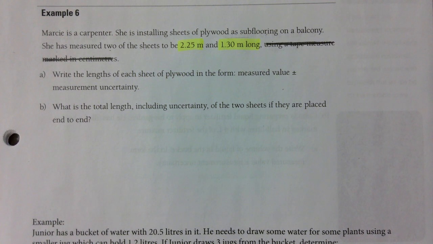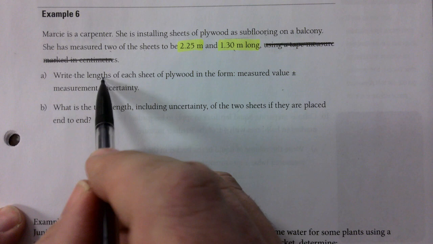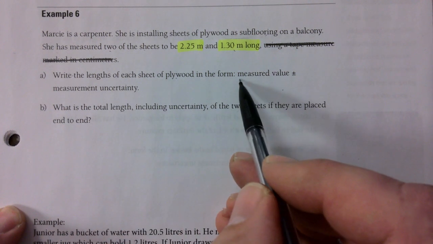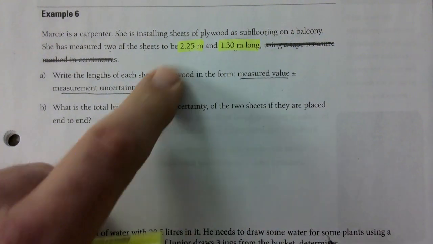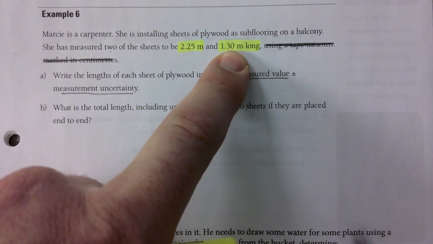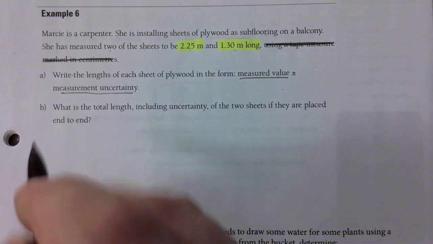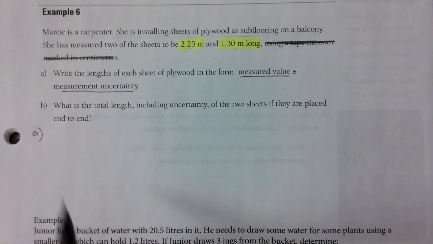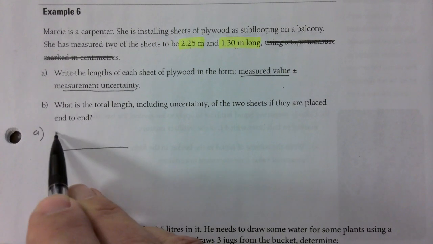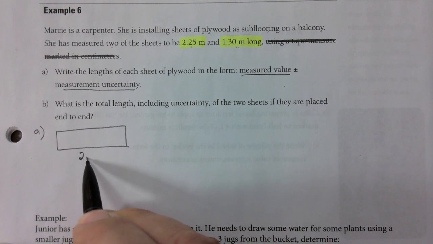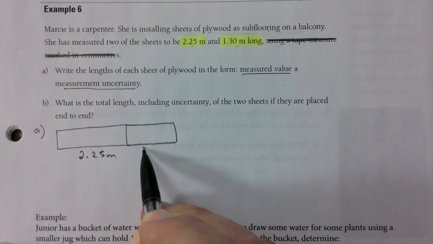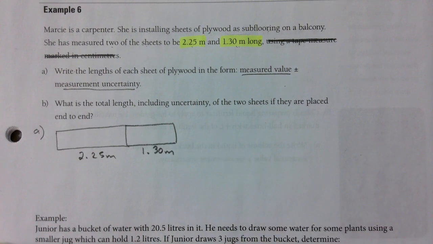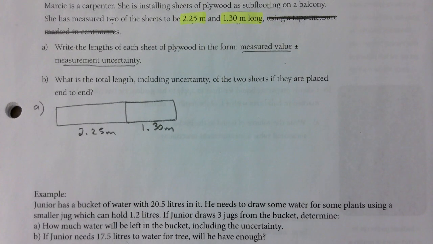So we just have these 2 pieces and they have different lengths. So you're putting them down on the floor, okay? Write the lengths of each plywood sheet as the measured value and their uncertainty. So we're not going to just write it down as they have given it to us here. We're going to have their uncertainty as well. So for A, let's do our plywood sheets here. This is the one that's 2.25 meters, and a shorter one here that is 1.30 meters. Side by side, we're putting them.